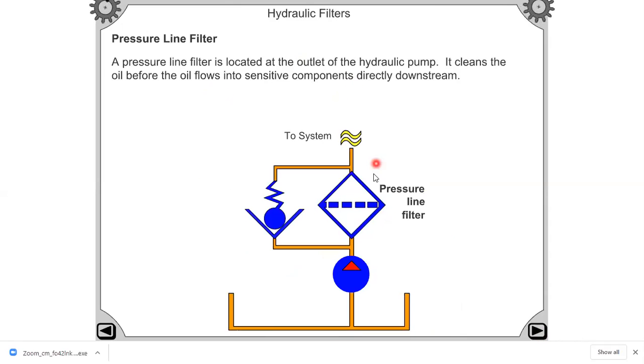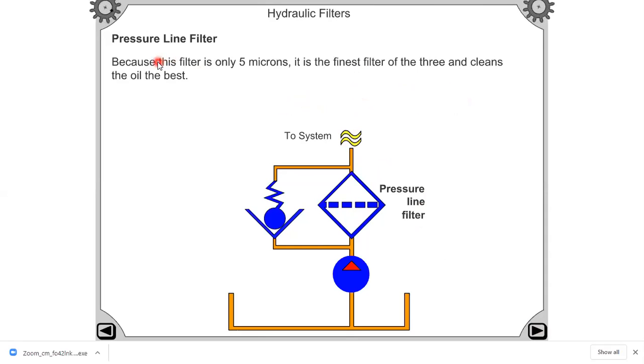Then the second one is the pressure line filter. The pressure line filter is located at the outlet of the hydraulic pump. It cleans the oil before the oil flows into sensitive components directly downstream. So at the outlet of the pump the oil will be cleaned, and from there the cleaned oil will go to the system through the direction control valve, and then to the actuators.